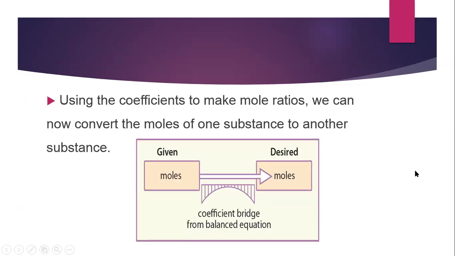Using the coefficients to make mole ratios, we can now convert the moles of one substance to another substance. So here's the middle of that chart I showed you earlier, moles to moles. So you look at what I'm given and you set it up, and then you do another part of the problem, where we're trying to go to. What are we desiring to find? And that would be moles. So this is the little condensed version of mole-to-mole.